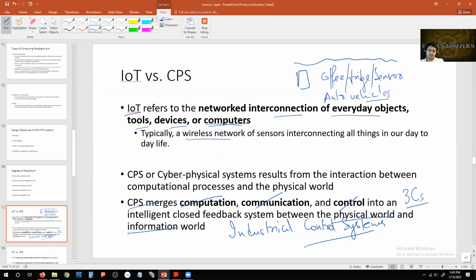And if CPS is basically the interaction between computational processes and the physical world, then is there essentially any difference or any overlap? Difference is a very strong word. Can we say that there is an overlap between the conceptual notion of IoT versus CPS? What are your thoughts?